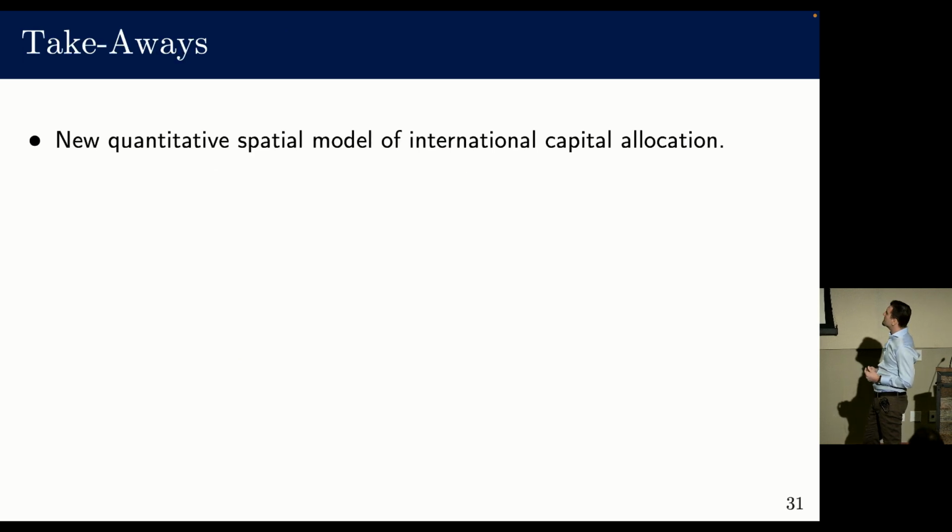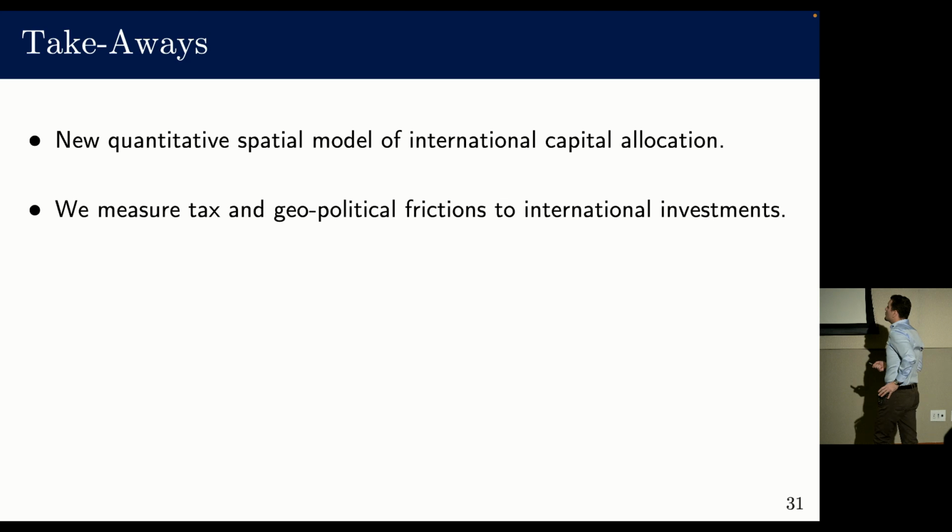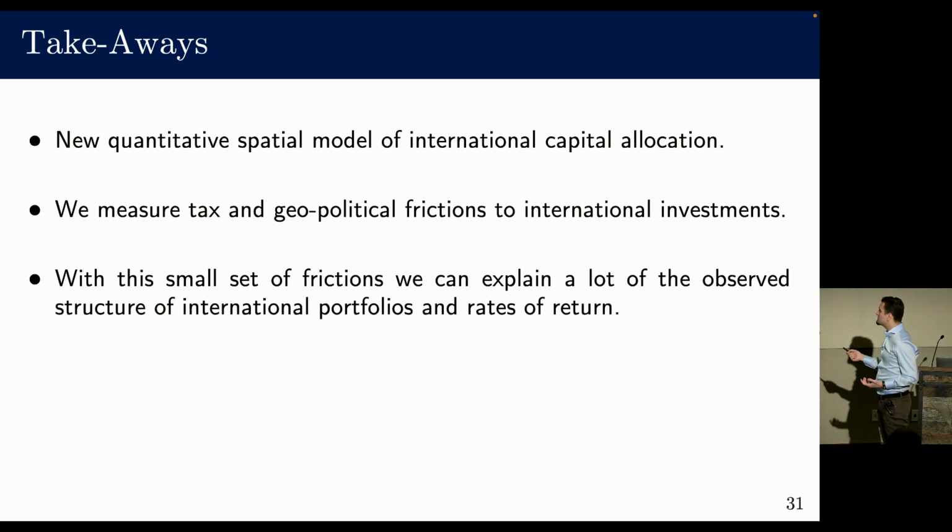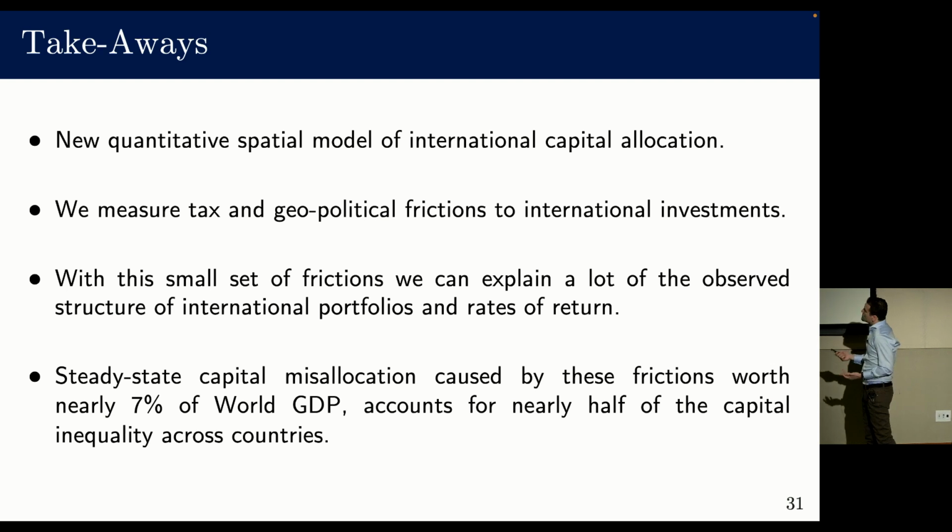Okay, so I'm pretty much out of time, so let me conclude. What we did today was to present a new quantitative spatial model of international capital allocation. We measured taxes and geopolitical frictions to cross-country investment. And then we showed that with this small set of frictions, the model can explain a lot of the important stylized facts about the structure of international portfolios and rates of return to capital. And then we showed that the frictions have big implications for efficiency, since they cost nearly 7% of world GDP, and they account for almost half of the cross-country inequality in capital.